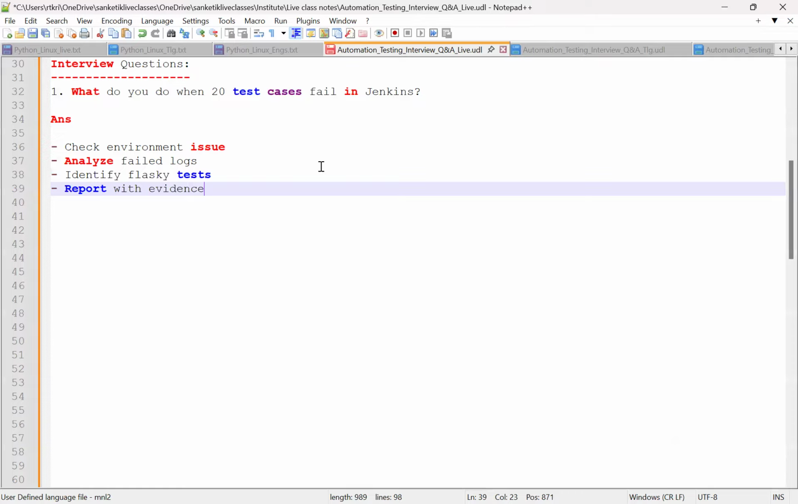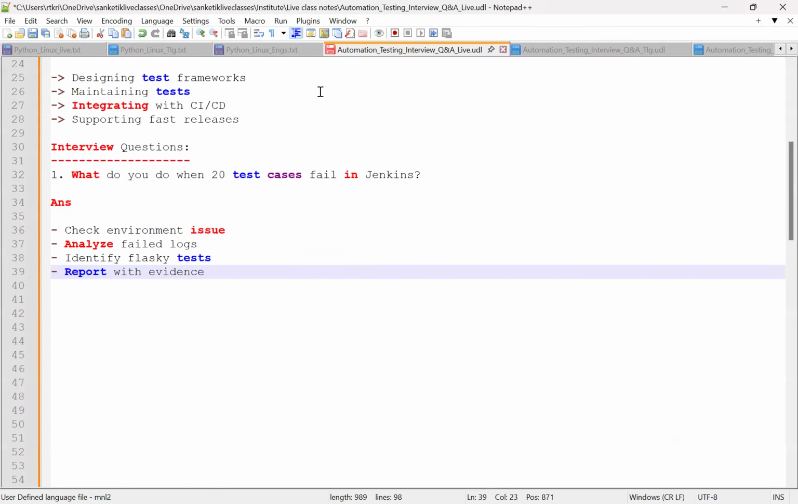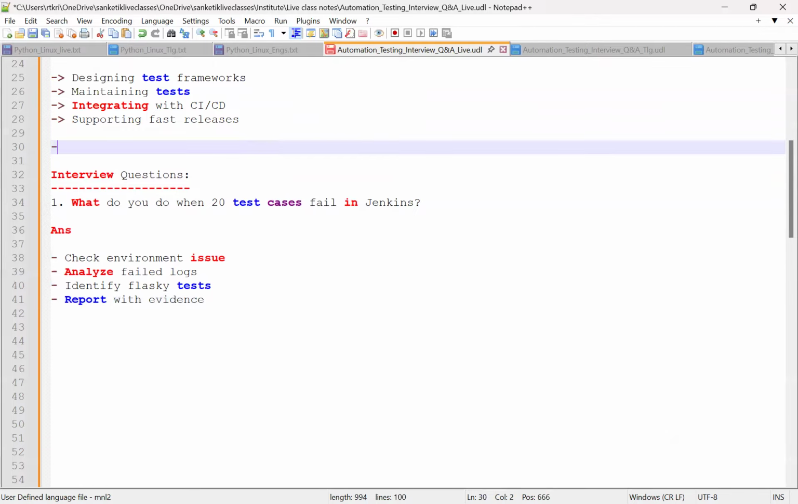So automation is not only writing scripts. Automation equals design, execute, and maintenance. Design plus execute plus maintenance.